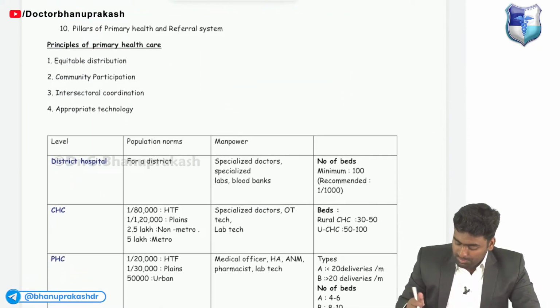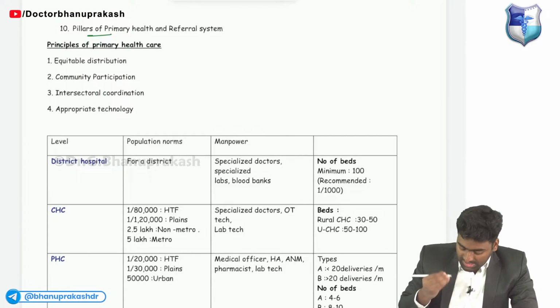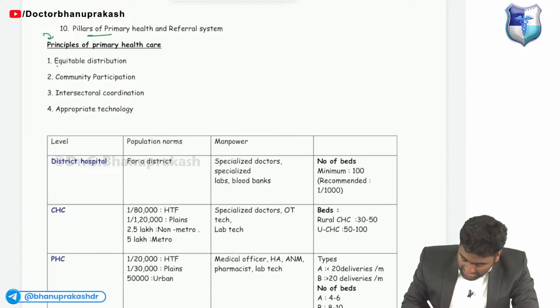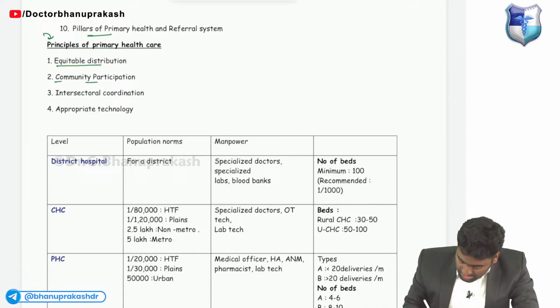Next, about the pillars of primary health. There are a few principles and pillars. First, we'll see the principles. The principles include equitable distribution, community participation, and intersectoral coordination.